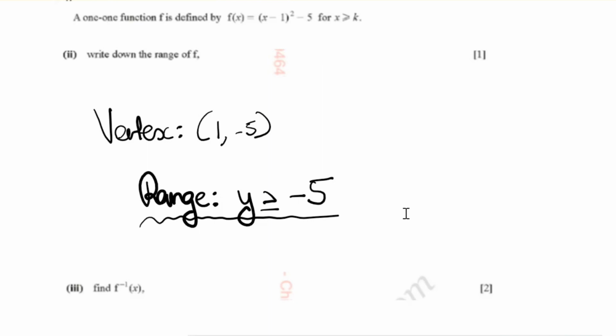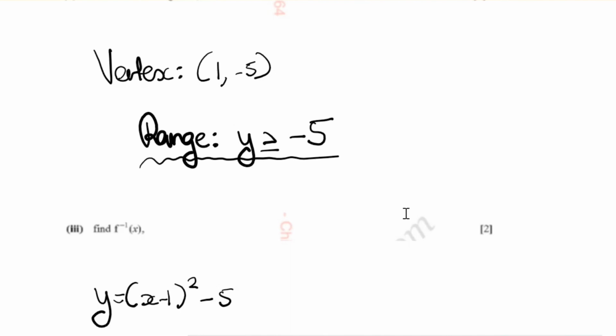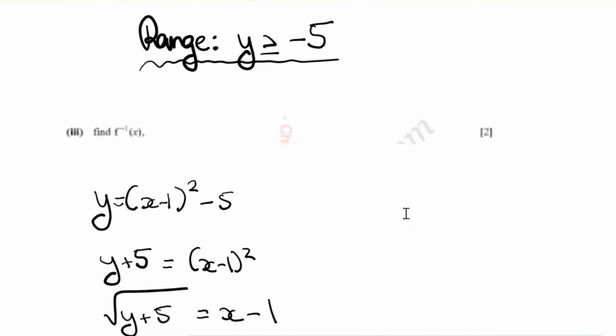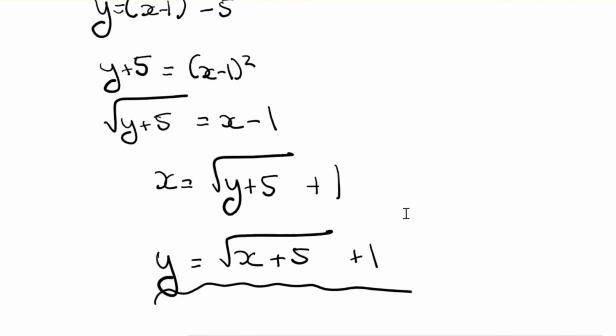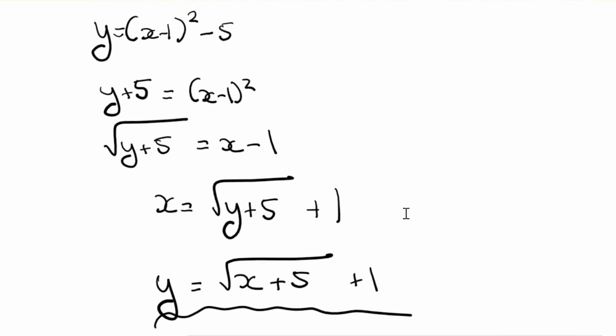Now we need to find the inverse. When we find the inverse, what we have to do is first make x the subject, which is what I have done over here. And once you have made x the subject, all you have to do is simply replace the values of x and y. That's your inverse. It's as simple as that. As given an example over here, feel free to pause and understand how I've done it.